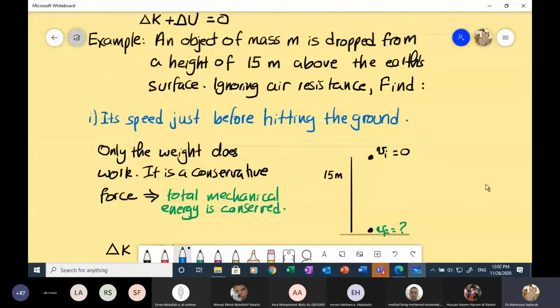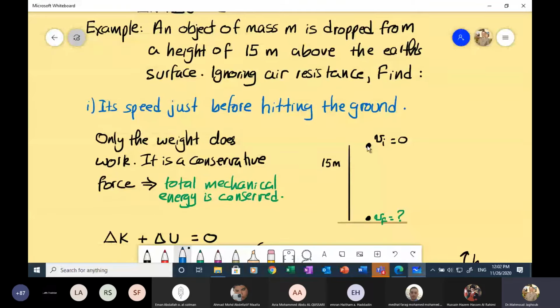It says the following. An object of mass m is dropped. When it says dropped, what does it mean? What does the word dropped tell you? It was at rest. Yes, it started from an initial speed of 0. From a height of 15 meters. So we dropped it from a height of 15 meters above the ground. Its initial speed is 0. Ignoring air resistance.